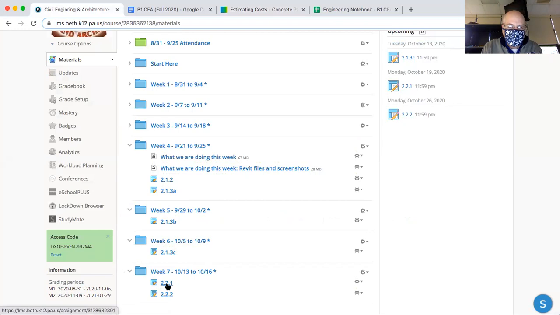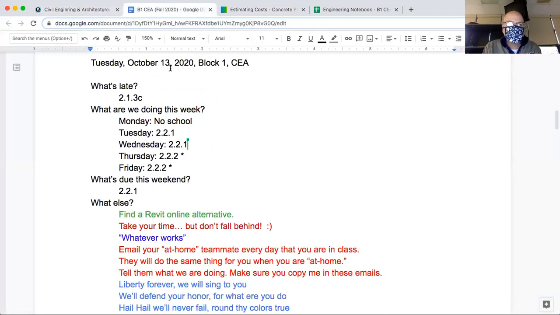And then today or this week, 221 and 222, and you see that reflected in the announcements for today, Tuesday, October 13th. 213C is late now, so make sure you get that turned in as soon as possible. And then 221 today and tomorrow, 222 the next 2 days. So 222 will not be due this weekend, but 221 will be. You know how that works.